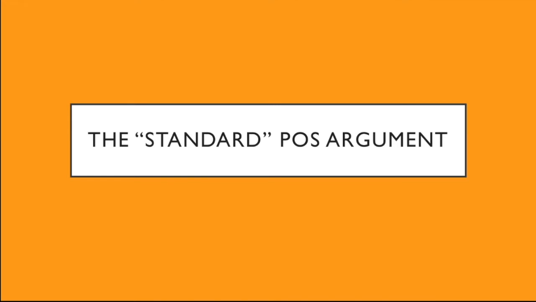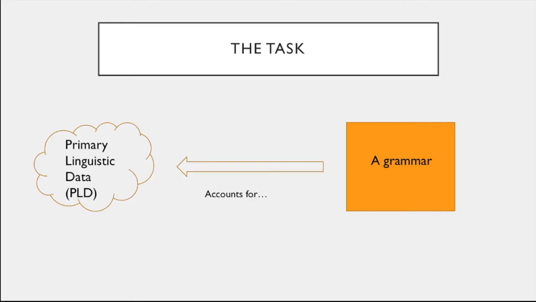So let's go back to the standard poverty of stimulus argument. One way to conceive the acquisition process is as follows. The child is trying, unconsciously of course, to come up with an internal grammar that will account for the sentences heard in the PLD. That is, the child is trying to construct a set of rules that will generate the sentences in the ambient language.